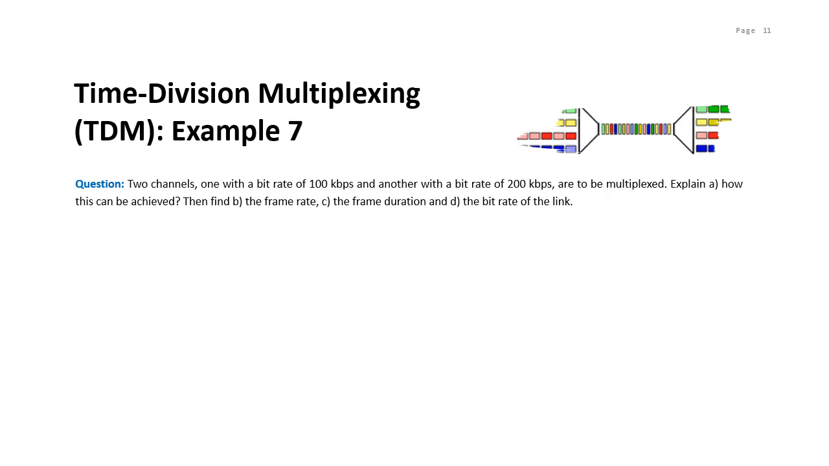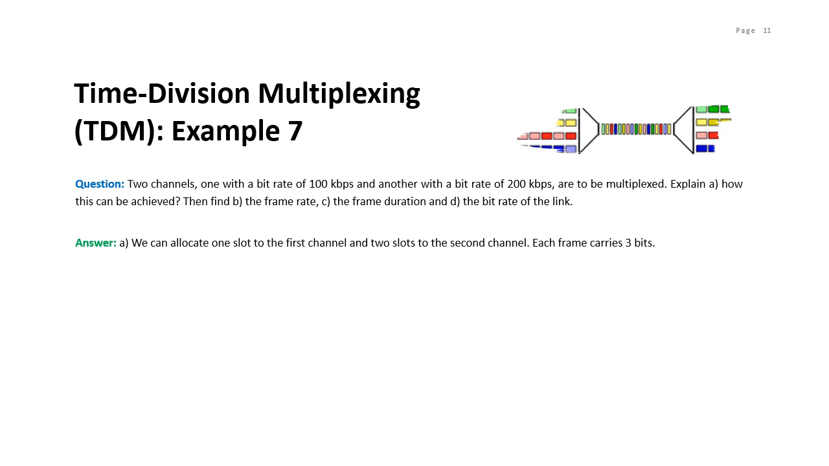Let's do another example. 2 channels, one with a bit rate of 100 kilobits per second and another with a bit rate of 200 kilobits per second, are to be multiplexed. How can this be achieved? What is the frame rate, what is the frame duration, and what is the bit rate of the link? We can answer the question as follows.